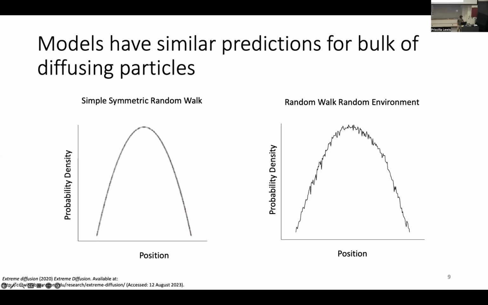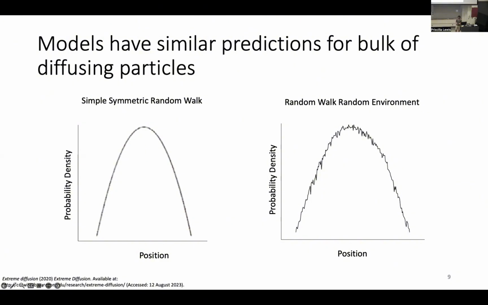Now, this is the same graph, but for the random walk in a random environment model. And as you can see, the line is spiky, and that's due to those biases at different positions. And if you look at these, you can see that they look about the same. The random walk in a random environment one is a little bit bumpy, but it doesn't really matter for most of them. But if you look at the tails, that matters. The tails are very different. Depending on the different spikes at the tails, the diffusing objects could be predicted to be in the same place or very different places.